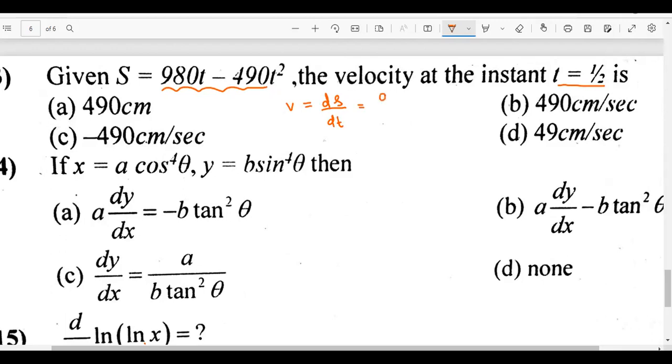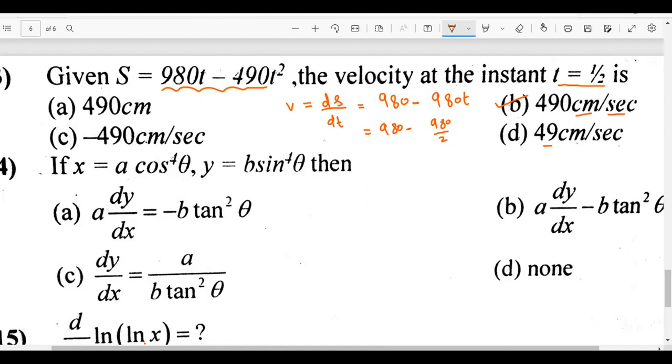It would be 980 minus 2 into 490t. Yes, very good. So it would be 980 minus 980t, since 2 times 490 is 980. And now we need to plug in t equals 1 by 2. So 980 minus 980 by 2, and the answer is going to be what? Yes, it would be 490, but which one? A, B, C, D, all of them are 490 actually. This is 490 metres per second, so it would be B, because we are finding velocity, it's distance over time. So be careful with the units as well.